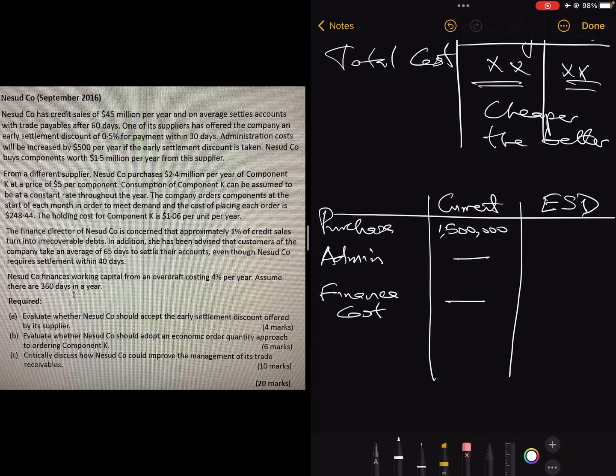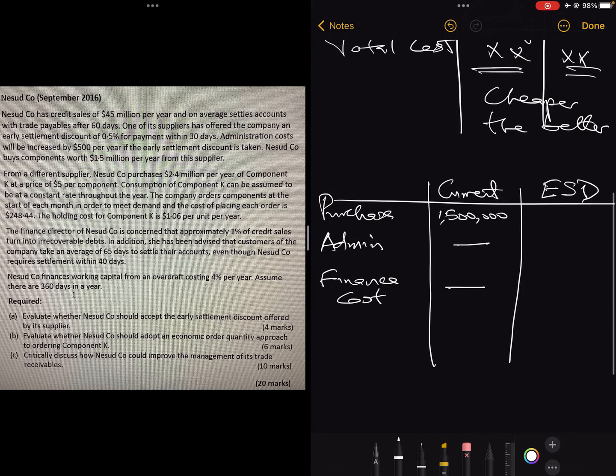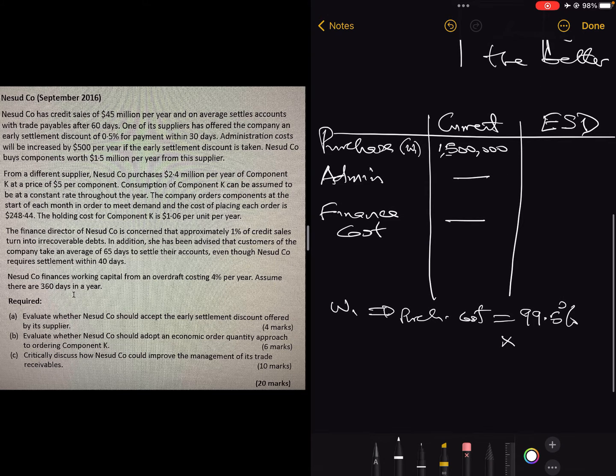But if we decide to go for early settlement discount, definitely we're going to get some discount, and instead of paying 1.5 million, we're going to be getting a discount of 0.5%. Which means we only have to pay 99.5% of what we used to pay. I hope that you understand what I'm trying to say there. So currently we pay 100%, which is 1.5, but the question says that if we decide to go for early settlement discount, we'll be entitled to 0.5%. So let me call this working one. Under ESD, the purchase cost will be equal to 99.5% multiplied by 1.5 million.